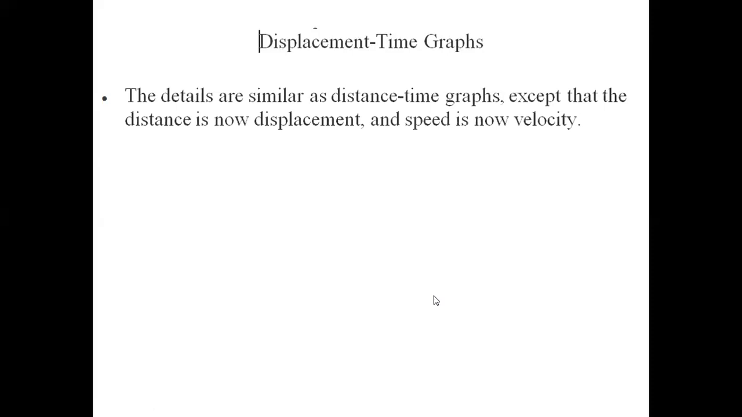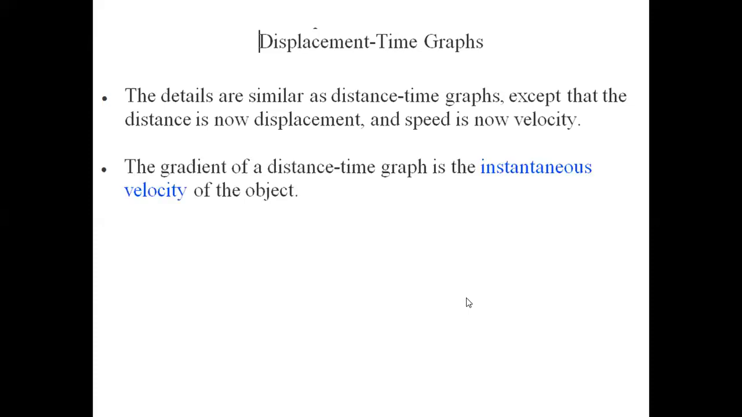Now, displacement time graph. The details are similar as distance time graph, except that the distance is now displacement, and speed is now velocity. Time is to be taken along x-axis. This is common in both of them. And gradient gives us instantaneous velocity.